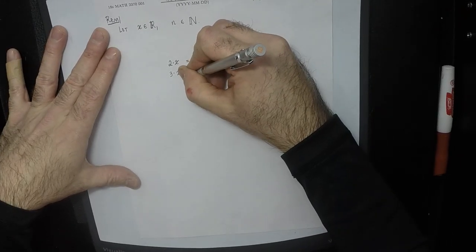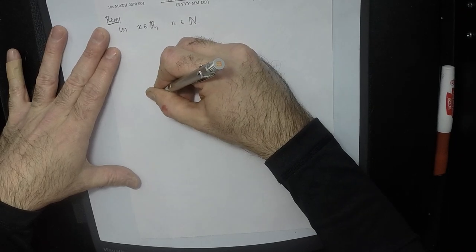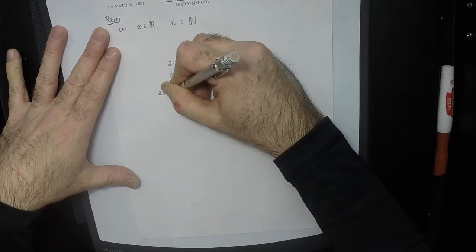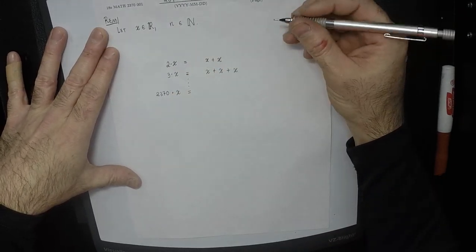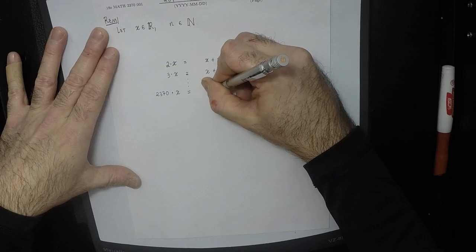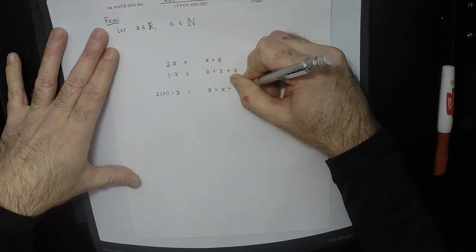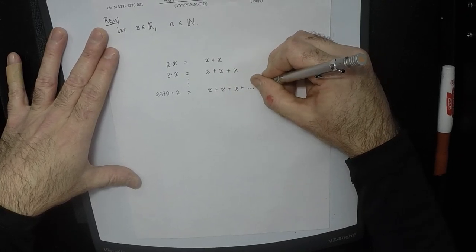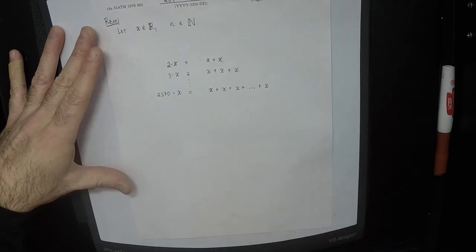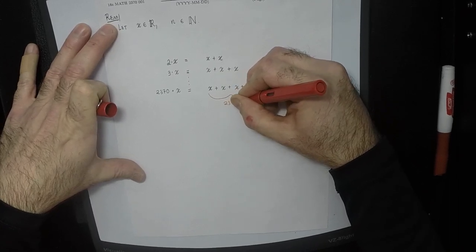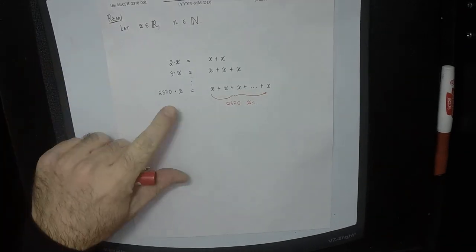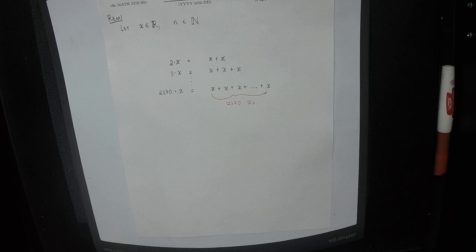And then I think you can agree that this pattern could continue. Right, we could get down to something like this, 2370 multiplied by x. What would that mean? Right, make 2370 copies of x and add them all up. So that'd be x plus x plus x plus ellipsis, all the way to x. And how many times does x appear over here? 2370. Which is, of course, the reason why this is called 2370 times x, because it occurs that many times.